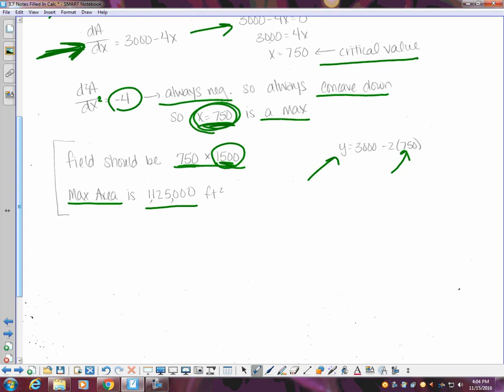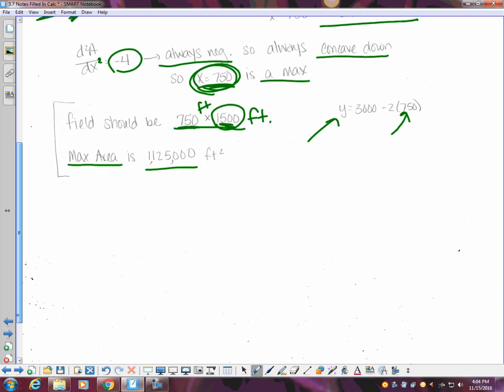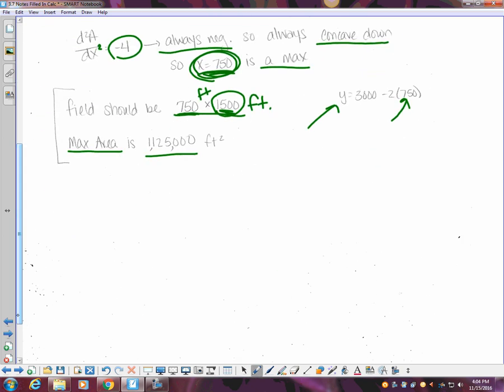And I don't have measurements on here. 750 feet by 1,500 feet. Now, let's go back and read the question. What did it specifically ask for? Find the dimensions of the largest field. So it really just wants this. This is extra information.